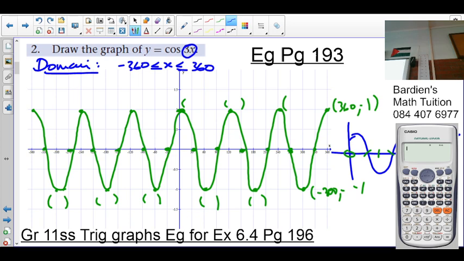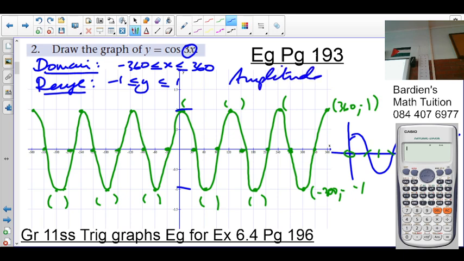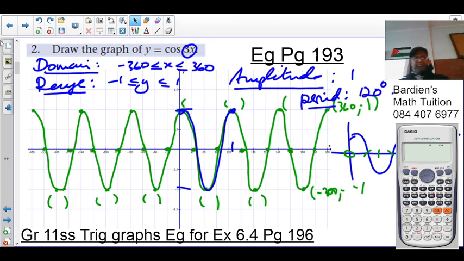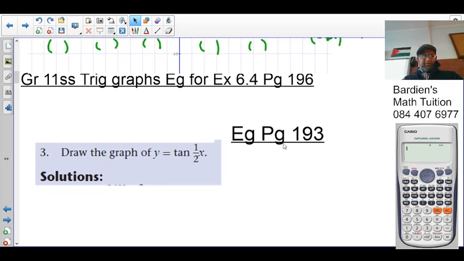Okay? What's the range? The range is all possible y values. So it comes from negative 1 to positive 1. So y is greater than or equal to negative 1, but less than or equal to 1. What's the amplitude of this graph? It'll be 1. Remember, the amplitude is never negative. The period of this graph is the time taken to complete one full cycle, which is from 1 maximum, minimum, back to its original state. Okay, it covers itself in 120 degrees. So the period on that graph is 120.